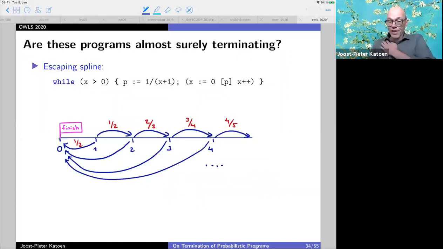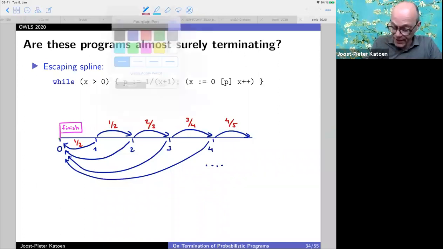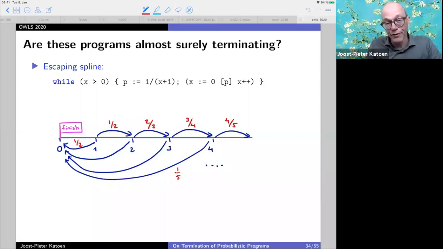Good. Before I present my proof rule, I have three questions for you, and I hope you are able to solve them. So this is a puzzle. The first puzzle is called the escaping spline. You see the picture below. It's again on an infinite line, and the probability to evolve to the right, so to diverge from the finish, is increasing. But in every step, there is still a possibility to go back. So for instance, at position 4, with probability 1/5 I can go back, and here I will have a probability 1/6, and so forth. Question, is this almost surely terminating?